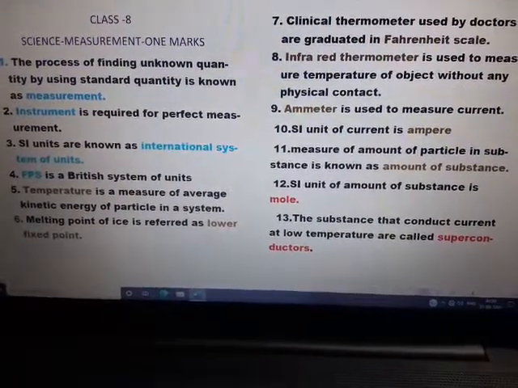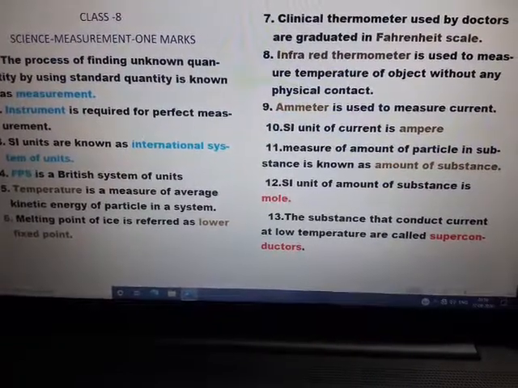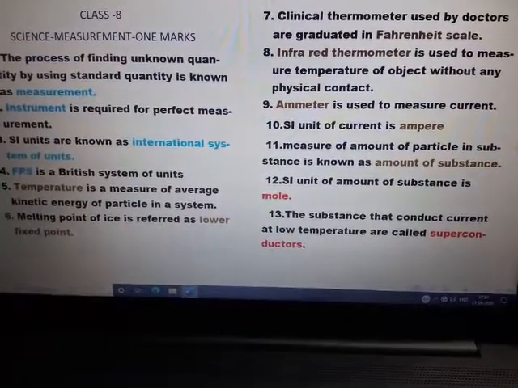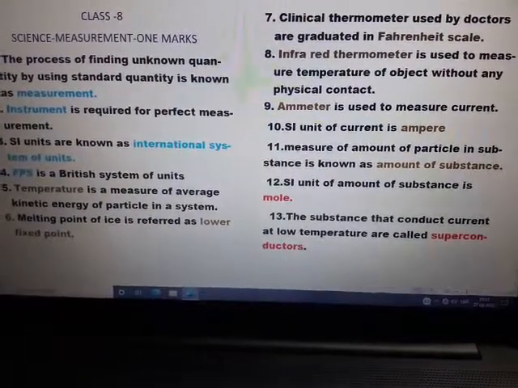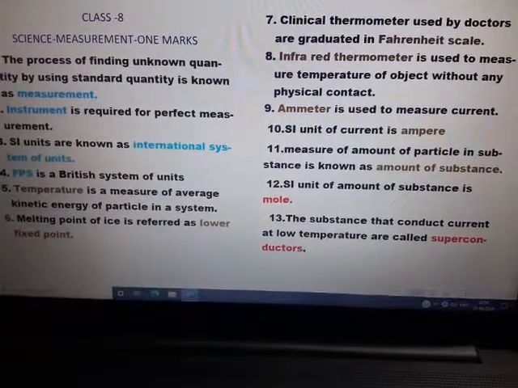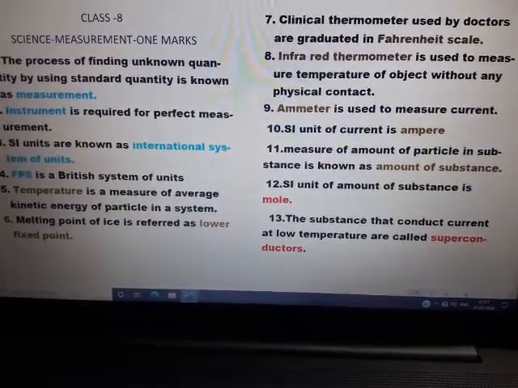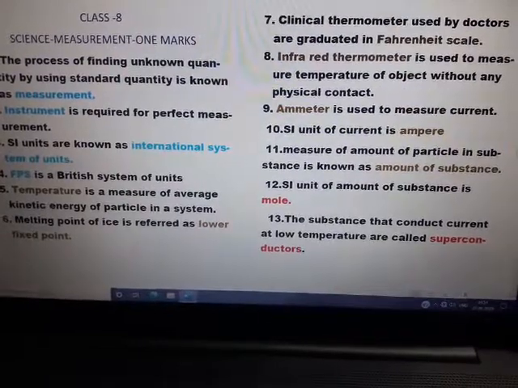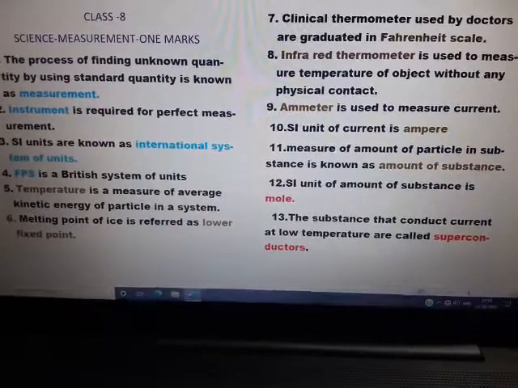Next one is, dash is used to measure temperature of an object without any physical contact. So one thermometer is used to measure the temperature without having any physical contact. That thermometer name is infrared thermometer. Next, ninth question is, dash is used to measure current. Current is usually measured using a device known as ammeter. Next, SI unit of current is ampere.